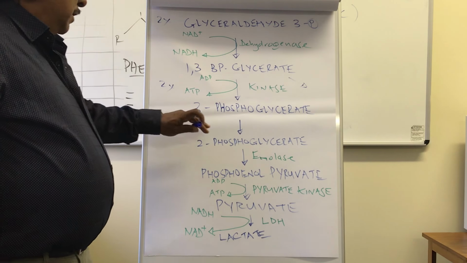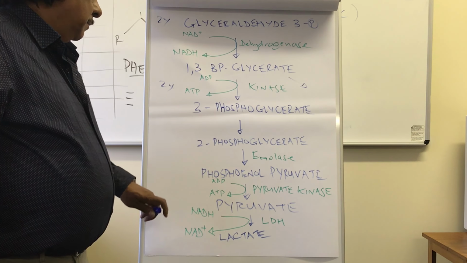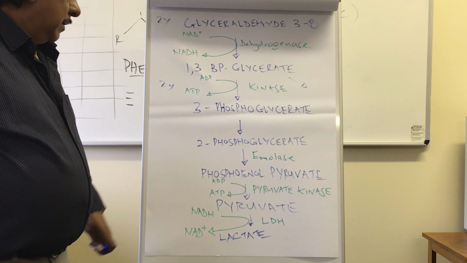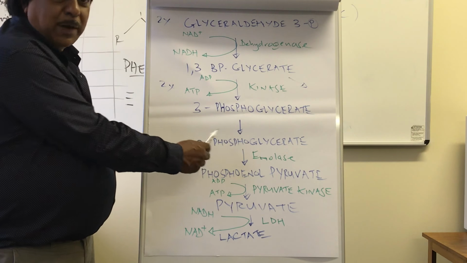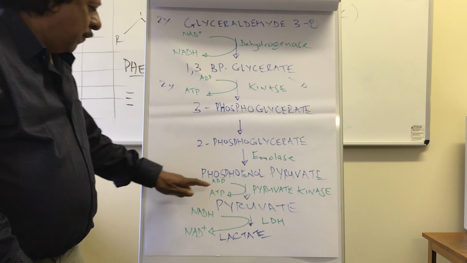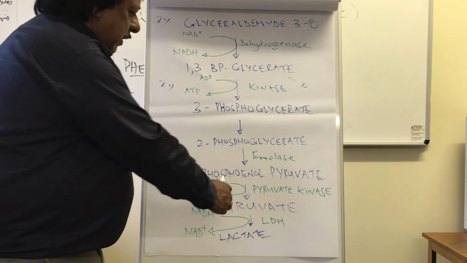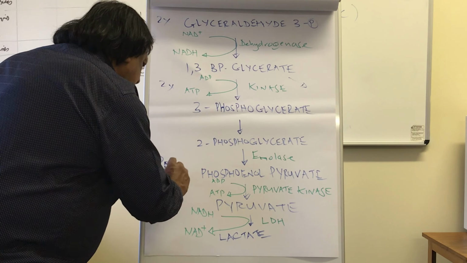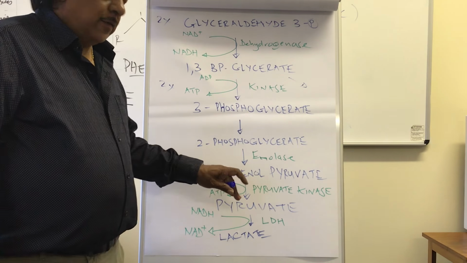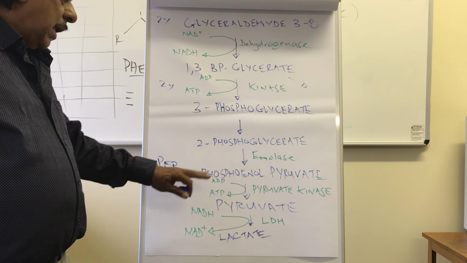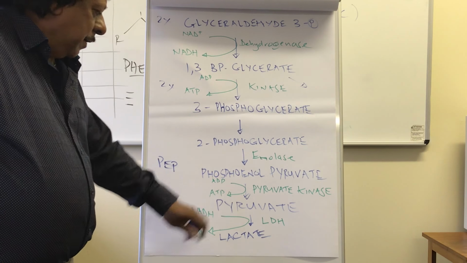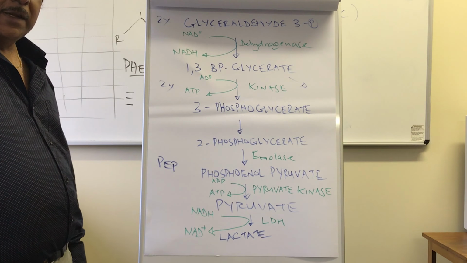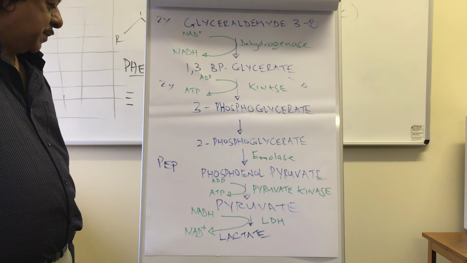Okay, so once we have 3-phosphoglycerate, this is converted to 2-phosphoglycerate, and this molecule is then acted upon by an enzyme called enolase to form a high energy compound called phosphoenol pyruvate, or also abbreviated as PEP. Okay, the phosphoenol pyruvate is acted upon by a very important enzyme, Pyruvate Kinase, which plays a role in another irreversible reaction in this pathway.